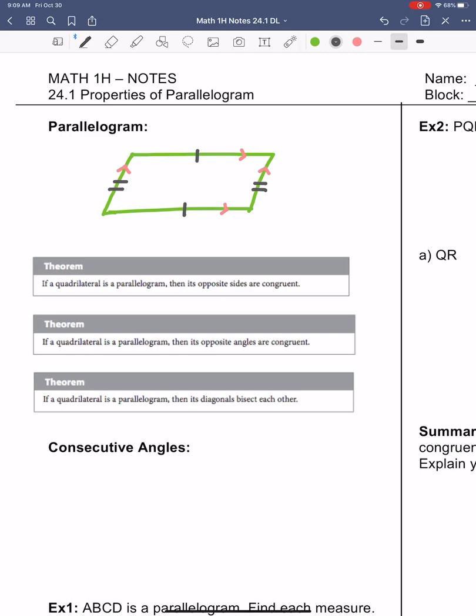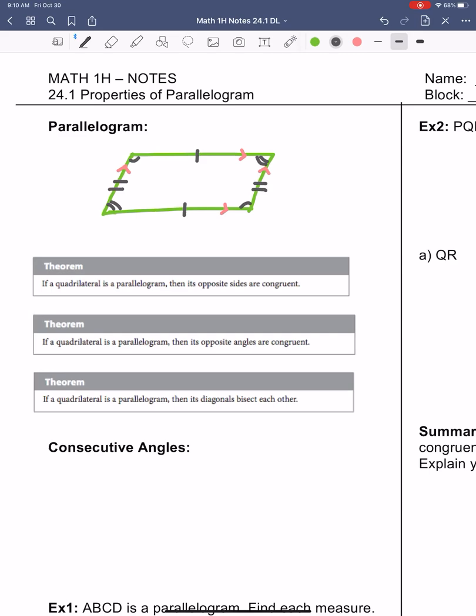Okay, the next theorem down there says then opposite angles are congruent. So opposite angles are congruent. So that means that this angle here is congruent to this one over here, right? Opposite sides, so they're like furthest away from each other. And then these two angles are also congruent.